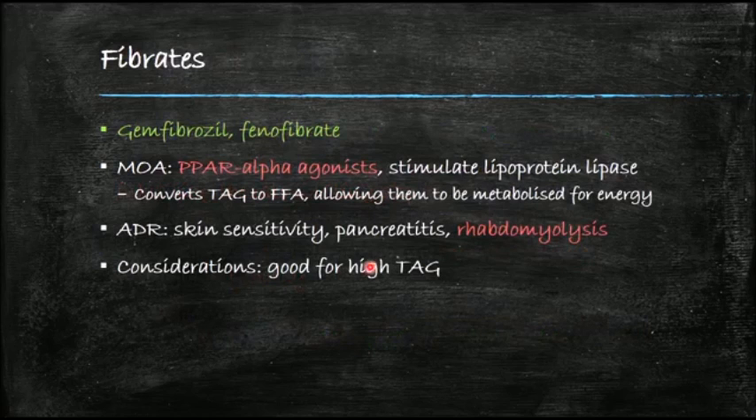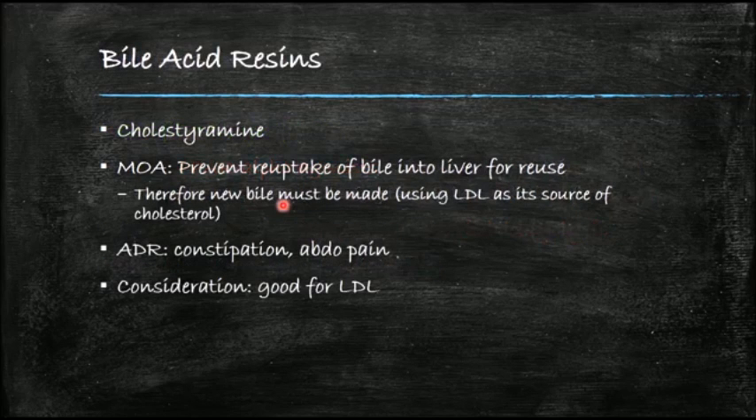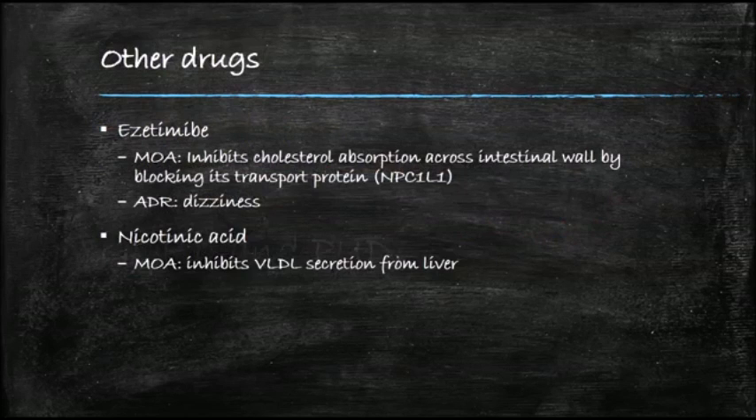Fibrates are really good for high triacylglycerides. They act at a nuclear level, so they're PPAR alpha agonists. This is in contrast to your thiazolidinediones, which are used in diabetes, and they're PPAR gamma agonists. They help to convert your triacylglycerides to free fatty acids, which your body can utilize for energy. Bile acid resins, don't need to know. Other drugs, don't really need to know.